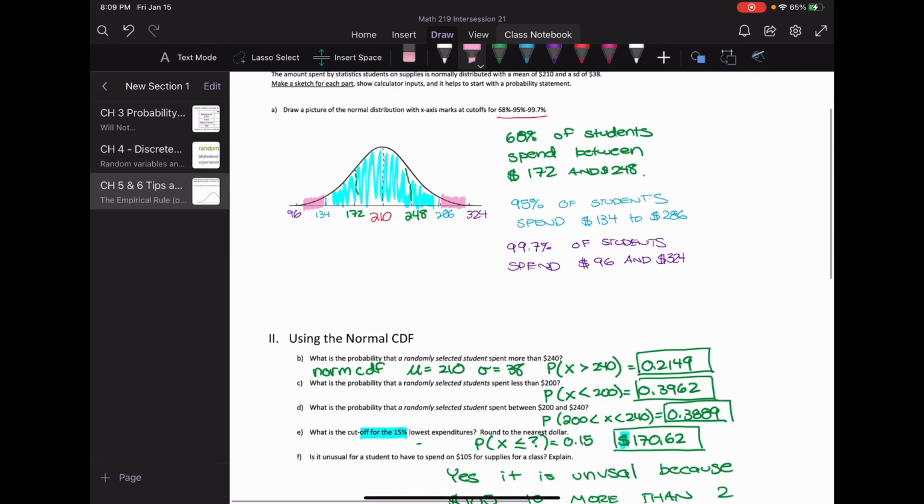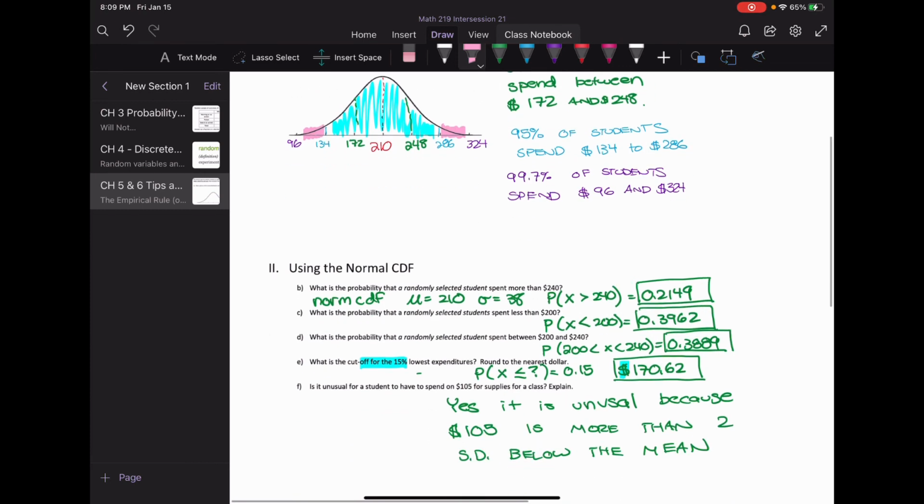All right. So that's just chapter 5, tips and tricks. We're going to be using the normal distribution throughout the rest of the class, but that's what I kind of expect you to know for this first exam.